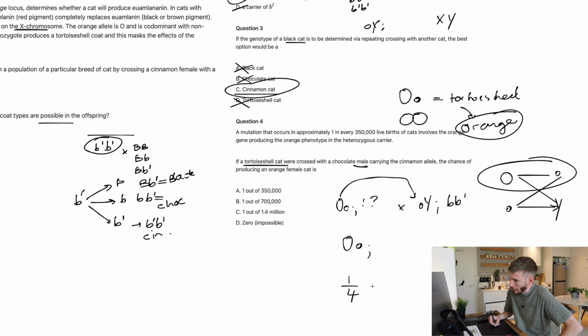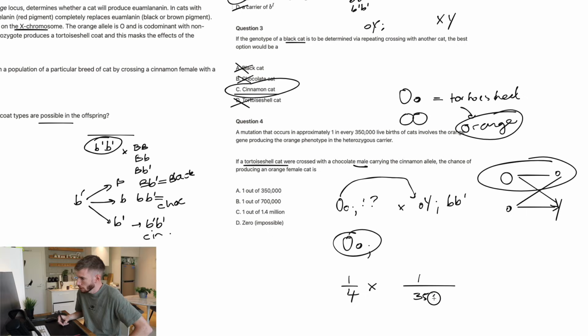We multiply that then, because that has to happen, and it's a completely independent event. The second thing that has to happen is we have to have the mutation, so that then it converts this and makes that into an orange phenotype. And that was 1 in 350,000, like that. And then that would be it. This would be the whole thing.